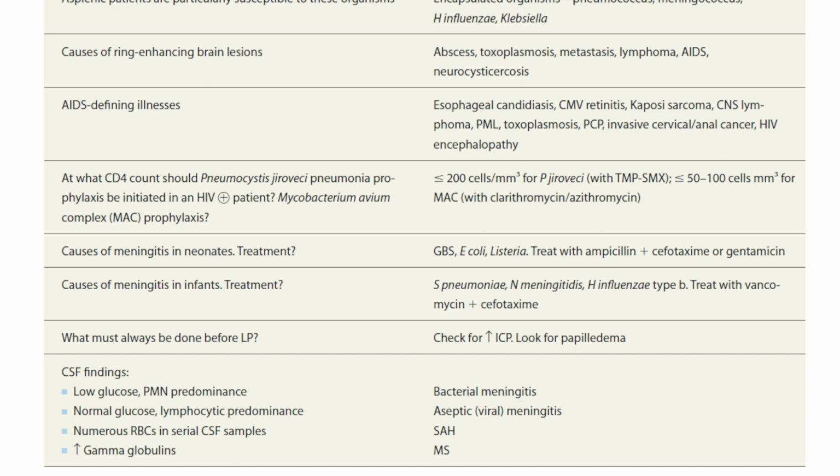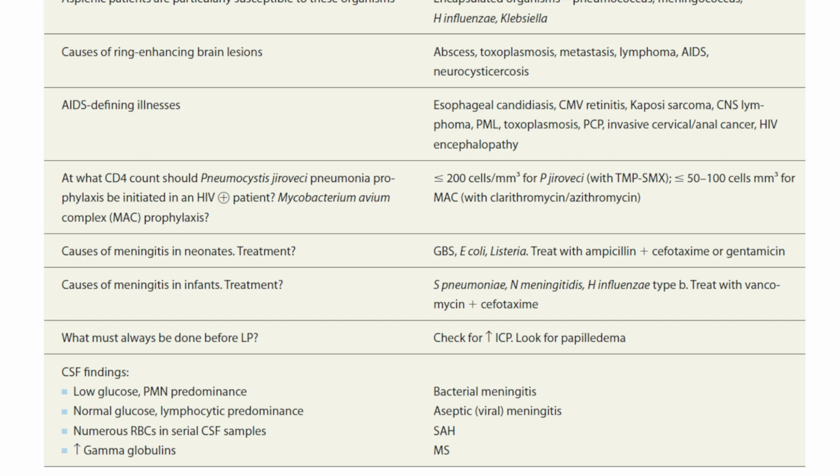This next one is really important. I have seen it in a lot of tests, so pay attention. At what CD4 count should Pneumocystis jirovecii pneumonia prophylaxis be initiated in HIV-positive patients? And Mycobacterium avium complex prophylaxis? They ask you at what CD4 number you should start prevention for Mycobacterium avium complex and for Pneumocystis jirovecii.